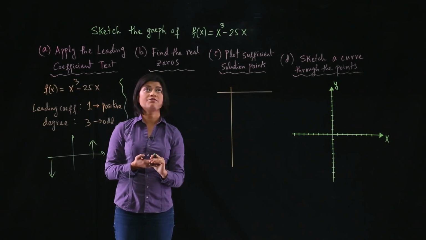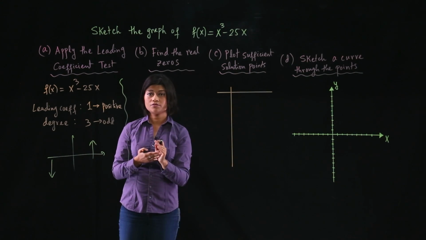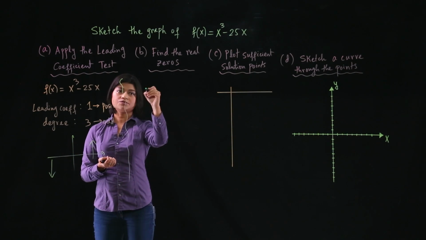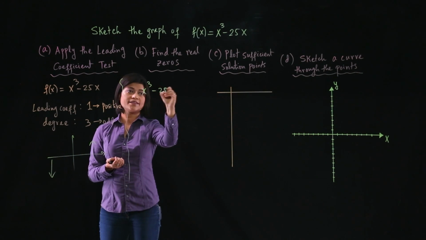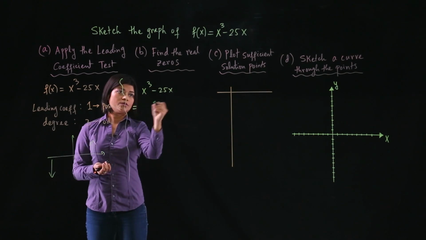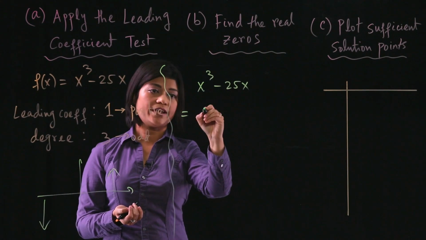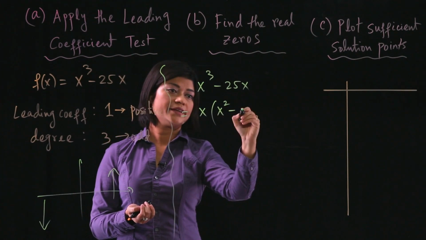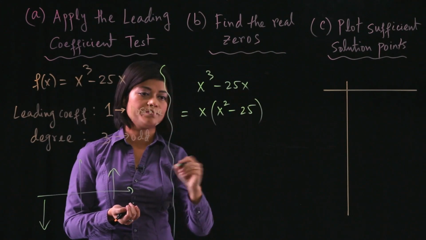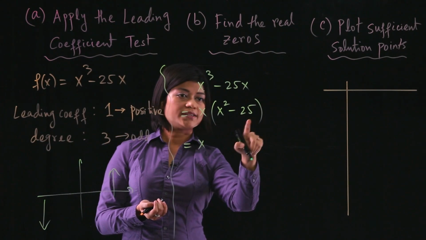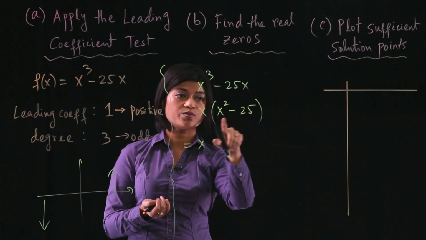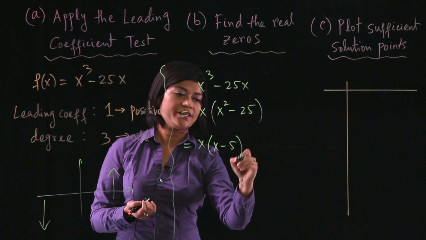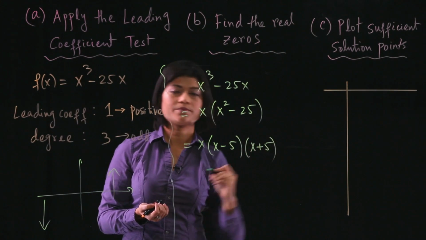Okay, next we have to find the real zeros of this polynomial. And to do that, you just factor. So you take x cubed minus 25x and factor. Well, pull out a common factor x from both terms. You'll be left with x squared from the first term and negative 25 from the second term. Now notice that this is a difference of squares, x squared minus 5 squared. So you can factor it further. This is x minus 5 and x plus 5.